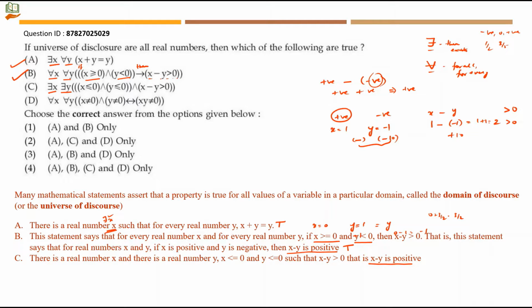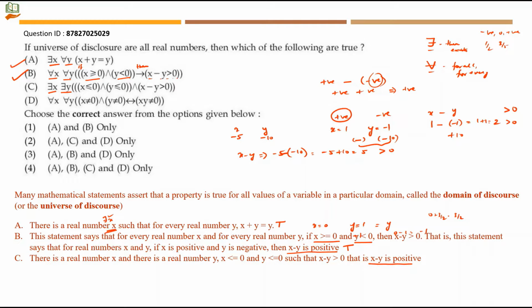Let me take a number minus 5 for X, and for Y let me take something like minus 10. Now when I subtract X minus Y, this will give me minus 5 minus of minus 10, which is equal to minus 5 plus 10, and this will give me 5, which is ultimately greater than 0. So this statement is true only.